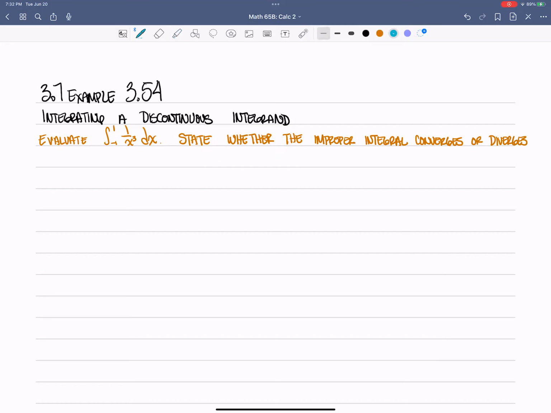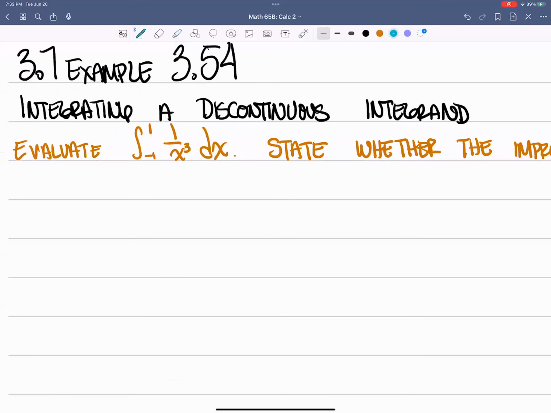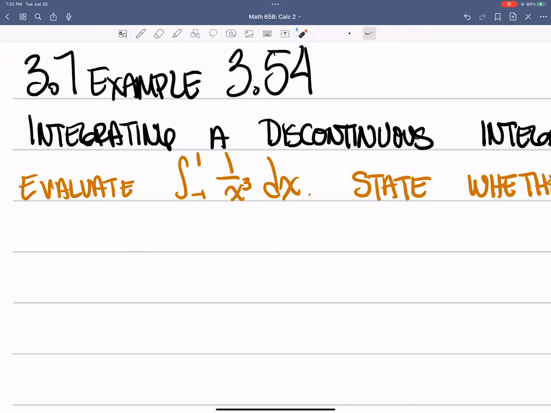All right, so this being discontinuous, what is the problem? The problem lies here because between -1 and 1, we're going to be somewhere at 0. So we have 1 over 0, which is a big problem. So what we're going to do is approach 0 from the left and also approach 0 from the right.